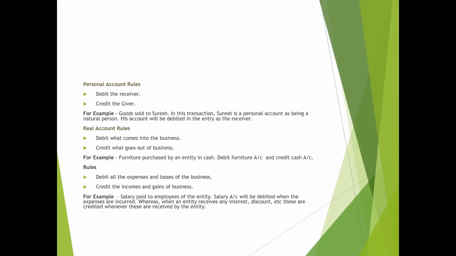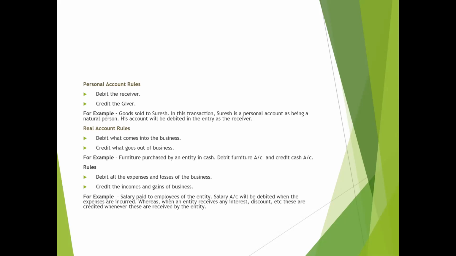So this is a personal account, as being a natural person. His account will be debited in the entry as the receiver. For example, golden rules: goods sold to Suresh. In this transaction, Suresh is a personal account as being a natural person. His account will be debited. Why will the account be debited? Because Suresh is a receiver. So, Suresh's account is a debit account.